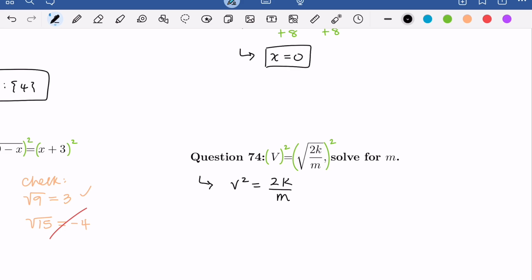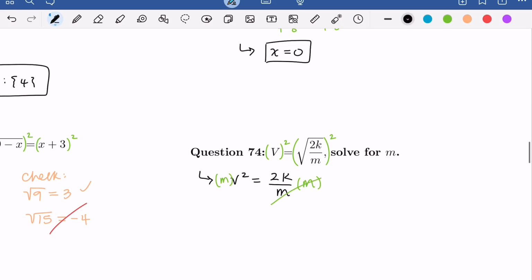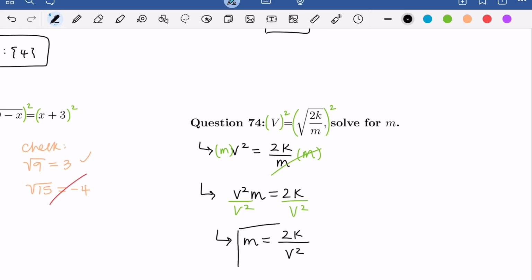Now the next thing we'll do is we'll get rid of this fraction here. Let's move m to the other side of our equation. We can do that by multiplying by m on both sides. Those guys cancel, and we're just left with v squared times m is equal to 2k. Now we want to get m by itself, so we just have to divide by this v squared on both sides to completely isolate our variable m. Doing that, we're going to get m is equal to 2k over v squared, and so this would be our final answer.